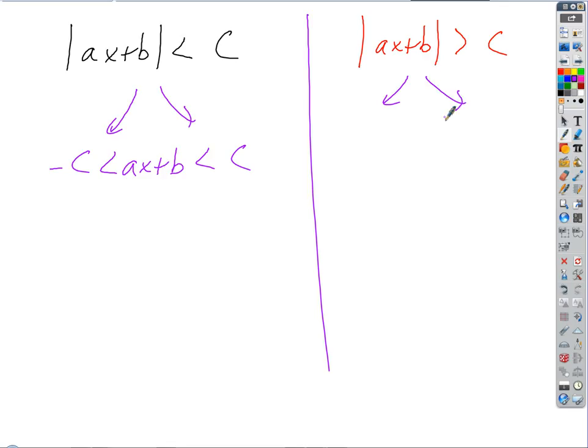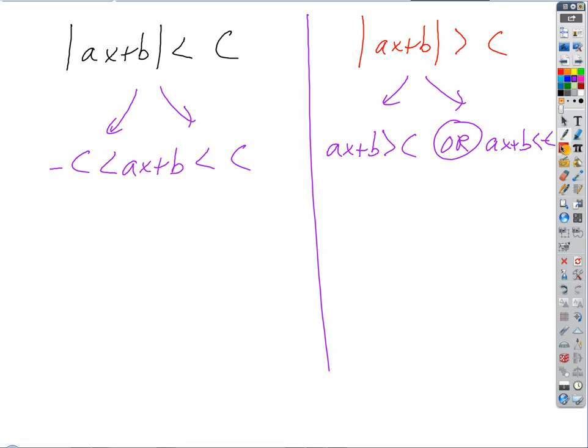What do you think? How do I say that whatever is behind my hand is more positive than C? Whatever's behind there has to be greater than C, right? That has to be true, or whatever's behind my hand has to be smaller than negative C. And I just treat both of those individually.